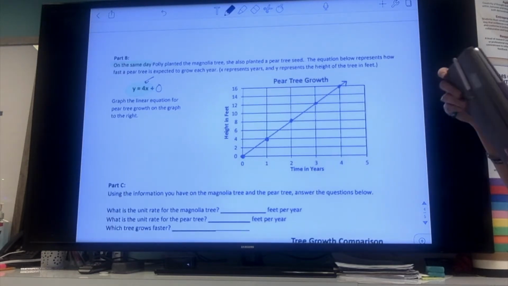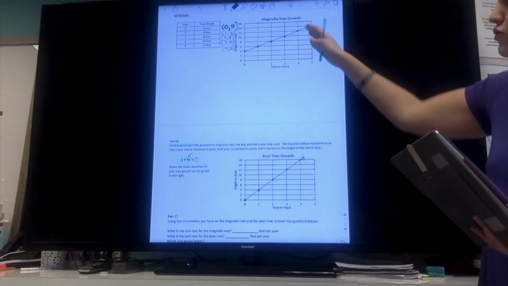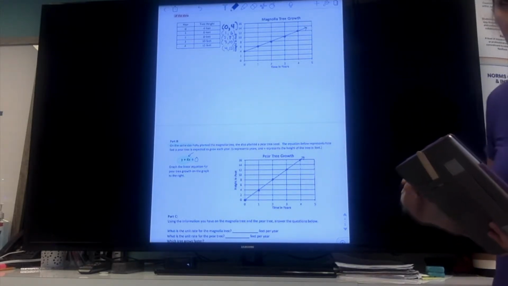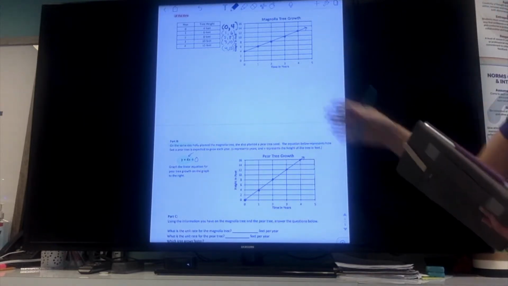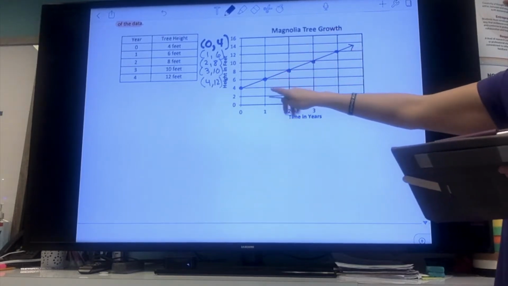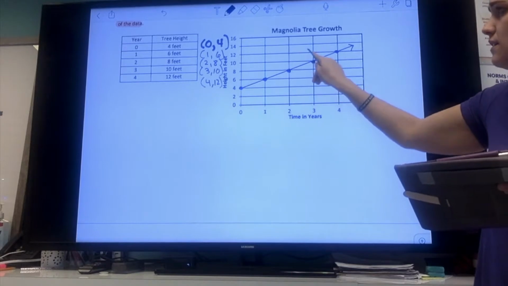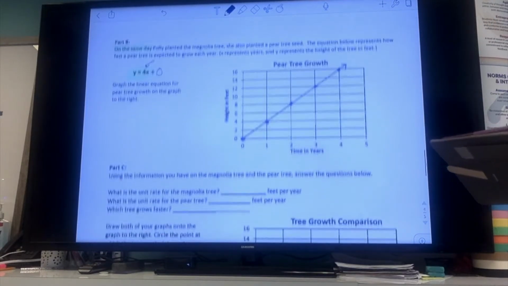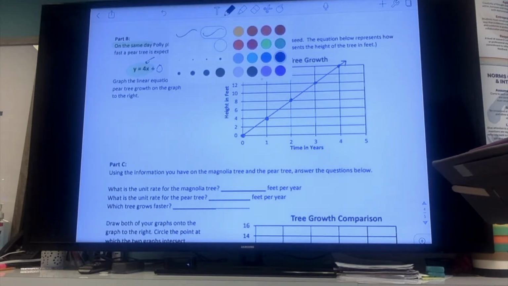Now let me just compare both of them for a second. Hopefully you can see which of the trees has a steeper line, but if not, that's okay. We'll get to that. All right, so we have the magnolia tree growing, looks like 2 feet a year, right? 8 to 10, 2 feet a year. And then we have this pear tree, which we know is growing 4 feet every year.